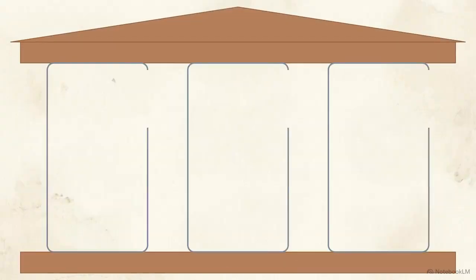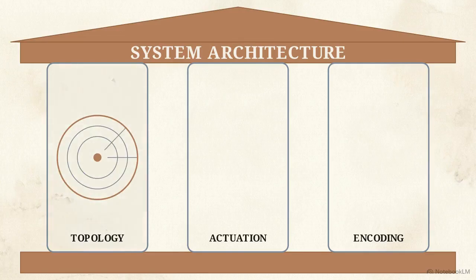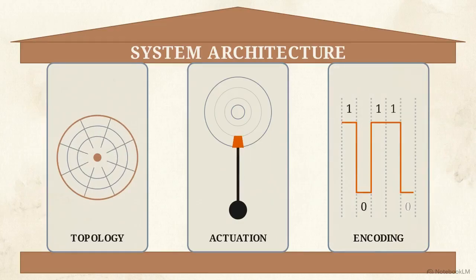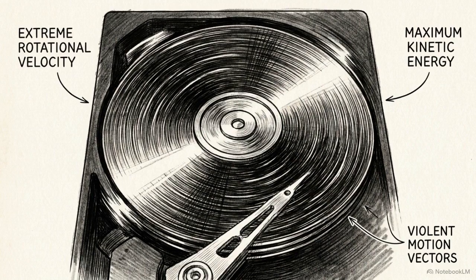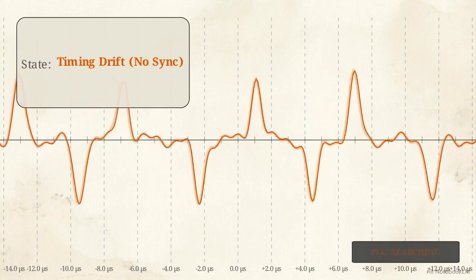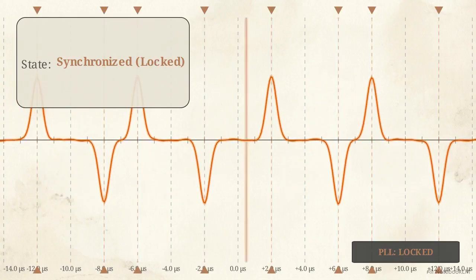The entire architecture relies on 3 interconnected pillars: a mapped physical topology, frictionless mechanical actuation, and mathematically precise signal encoding. A high-speed servo motor floating over a 15,000 RPM platter accomplishes nothing without the underlying synchronization rules of MFM and RLL to make sense of the binary silence.